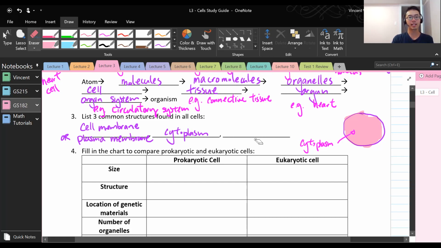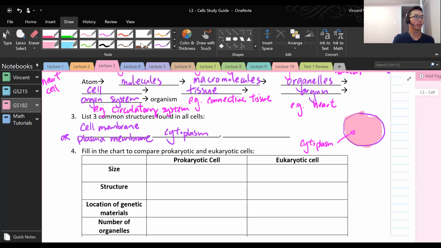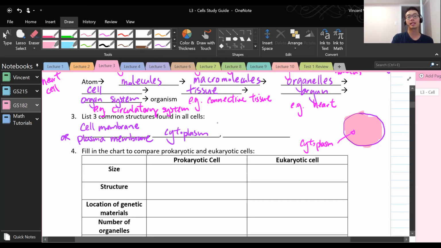And the last one. Does anybody remember what the last one is? Help me out here. Okay, Daniel said nucleus. Now, is that something that will be found in all cells or just some cells? We're looking for something that's universal, in all the cells. Anyone else want to say anything? Good try, though. Anyone else? Okay, that's okay.